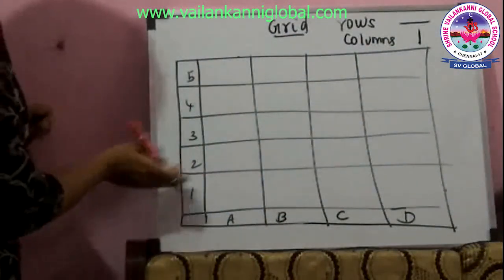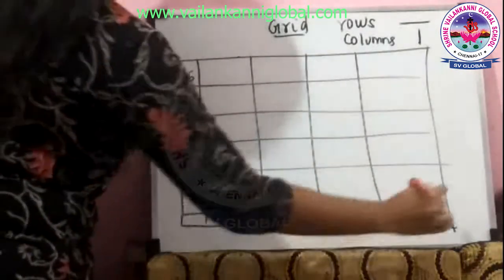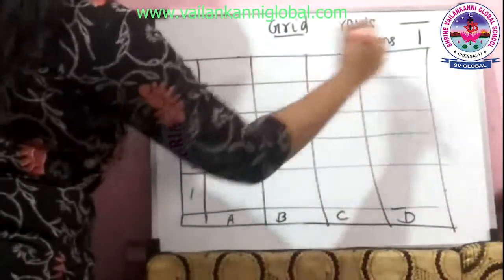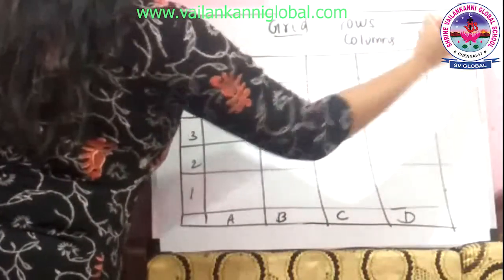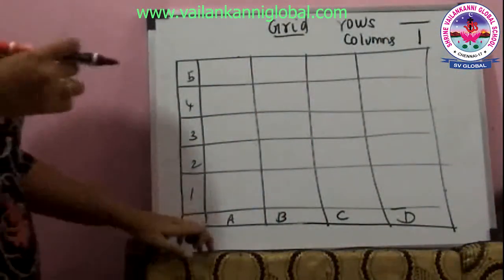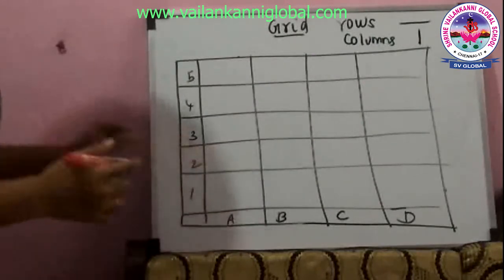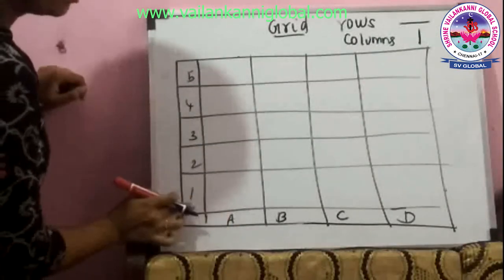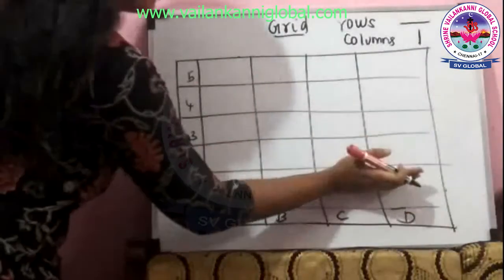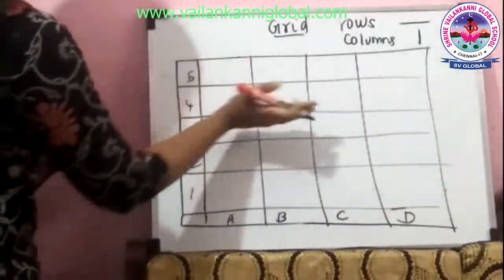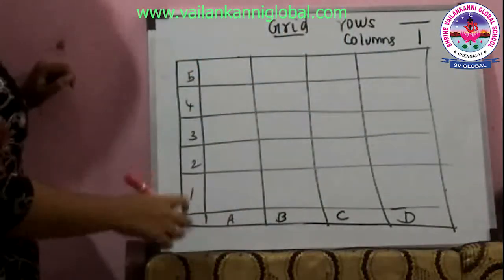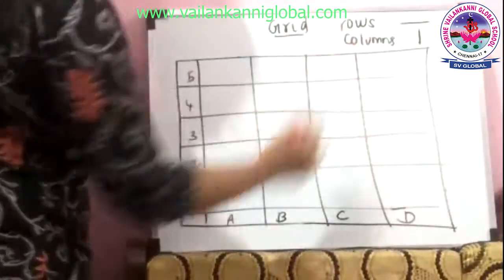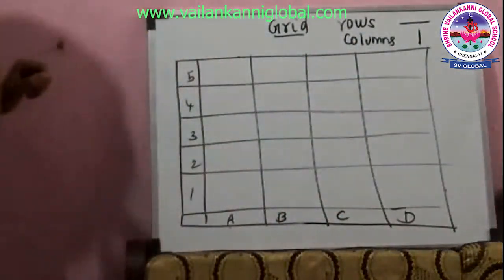How many rows are there? Let's count: 1, 2, 3, 4, 5, 6. 6 rows are there. How many columns? 1, 2, 3, 4, 5. 5 columns are there. So what are the rows named as? Rows are named as the numbers 1, 2, 3, 4 and 5. What about your columns? Columns are named with the alphabets A, B, C, D.